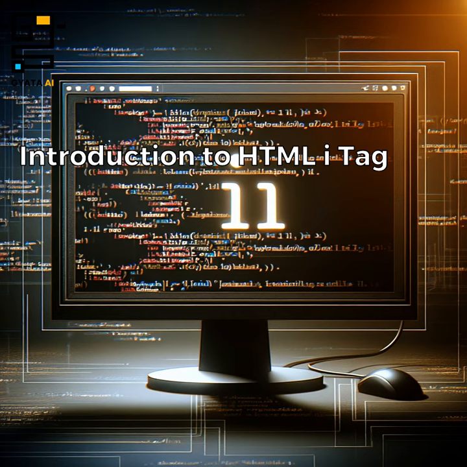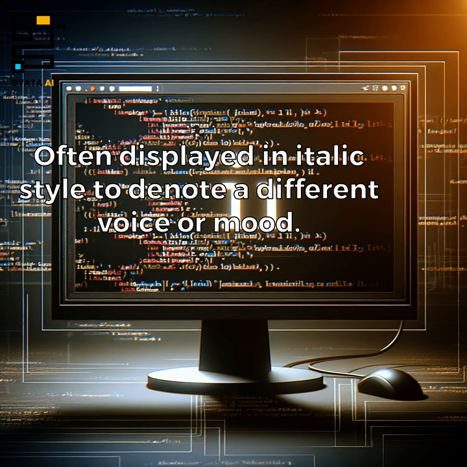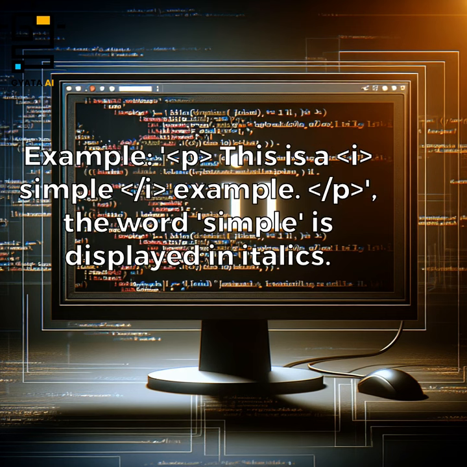Introduction to the HTML <i> tag. The <i> tag is a phrase tag used to emphasize text, often displayed in italic style to denote a different voice or mood. Example: this is a <i>simple</i> example. The word simple is displayed in italics.